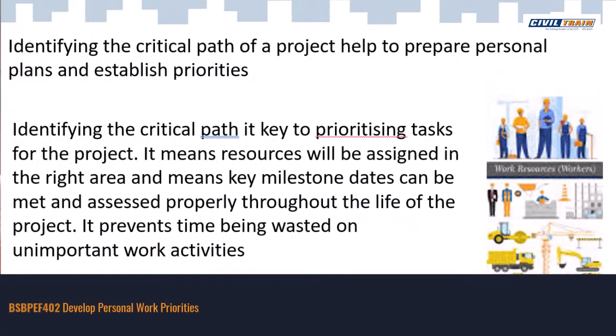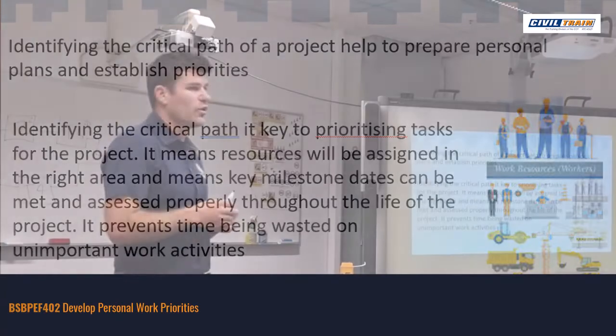So identifying the critical path of the project helps to prepare personal plans and establish priorities. Identifying the critical path is a key to prioritising tasks for the project. It means that resources are assigned in the right area. We're focusing on the ones that are going to provide us with the most successful completion of that project, and make sure we can obviously hit those key milestones. And it prevents time being wasted on unimportant work activities.